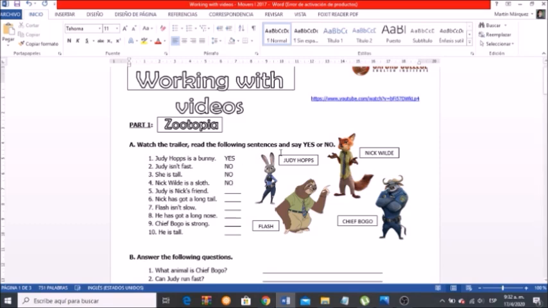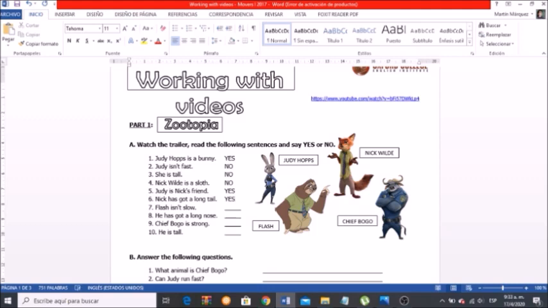Sentence number five. Judy is Nick's friend. Yes or no? Very good. Yes. Sentence number six. Nick has got a long tail. And look at the picture. He has a long tail, a long and fluffy tail. So, yes.